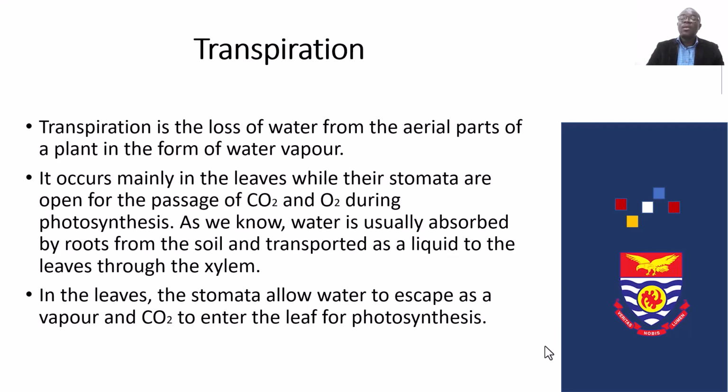Transpiration is the loss of water from the aerial parts of a plant in the form of water vapor. It occurs mainly in the leaves while their stomata are open for the passage of carbon dioxide and oxygen during photosynthesis. As we know, water is usually absorbed by roots from the soil and transported as a liquid to the leaves through the xylem. In the leaves, the stomata allow water to escape as a vapor and carbon dioxide to enter the leaf for photosynthesis.